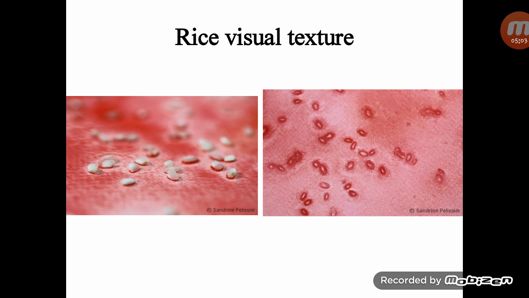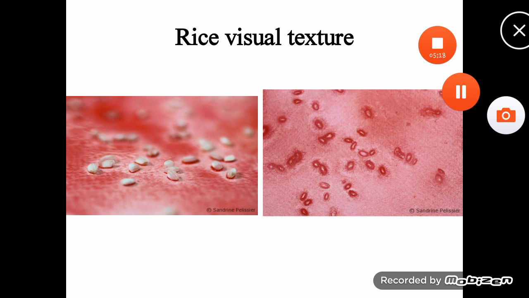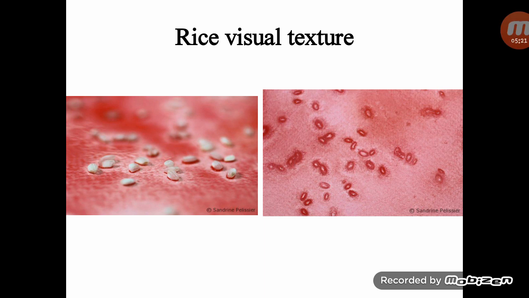Rice visual texture. Rice works the same as salt, but you get a texture that is more subtle. Add a few grains of rice while your paint wash is still wet. You get a texture a bit similar to salt, but a bit softer.